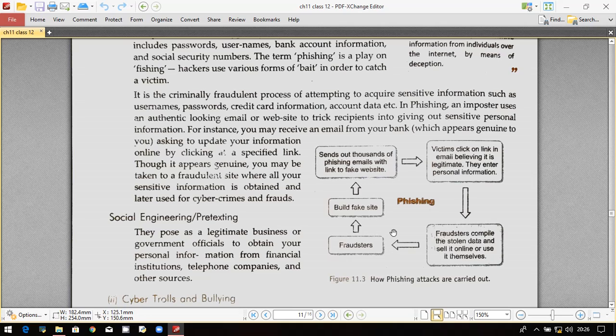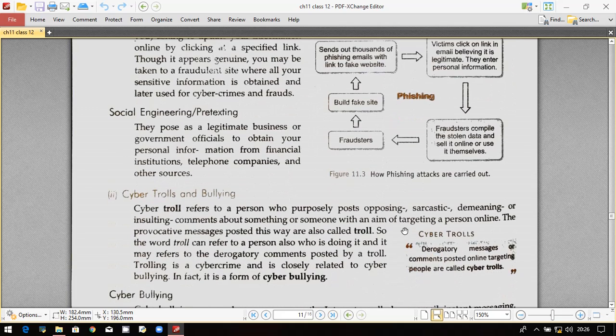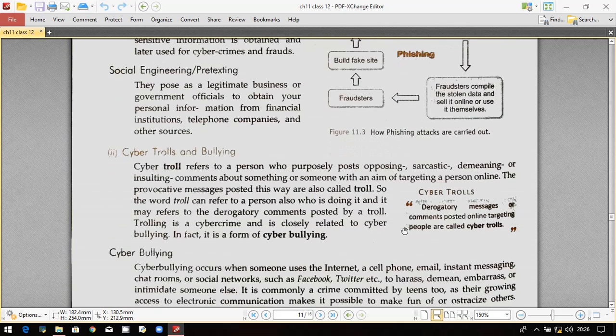Okay, so this is the total act of phishing in which this process is working. Okay, next thing is the cyber trolls and cyberbullying.